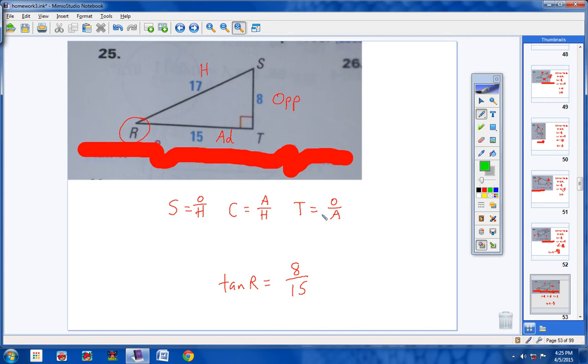Now, next they want us to find the tangent of S. So circle S. Go straight across. This is your opposite side. This stays your hypotenuse. And this is your adjacent side. Alright. Now, the tangent of S would be opposite over adjacent, 15 over 8. Okay? Alright, moving on to number 26.